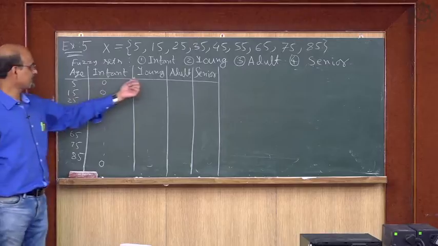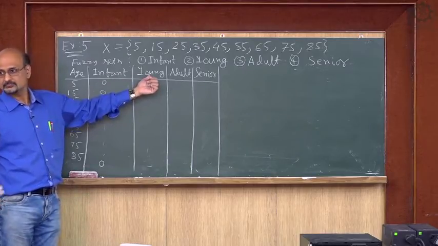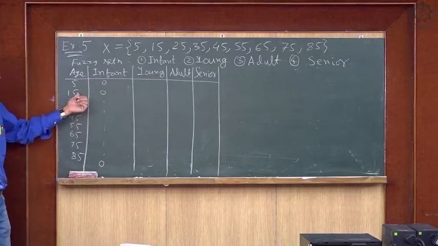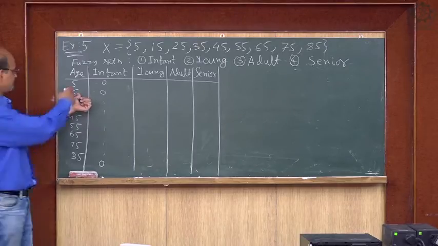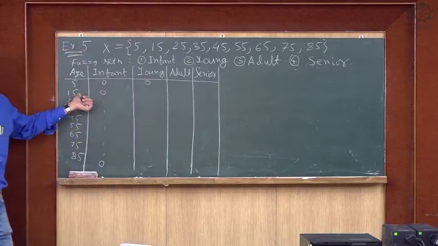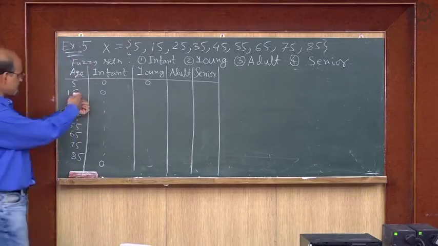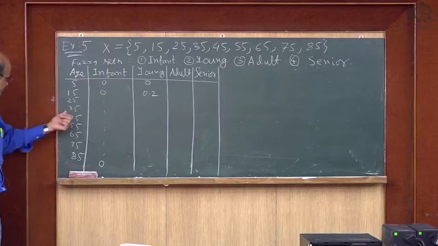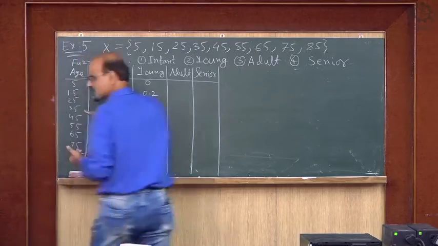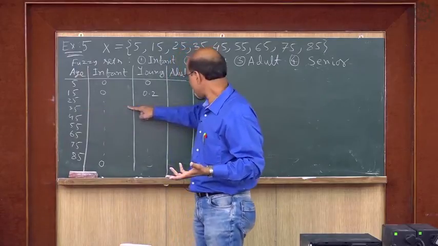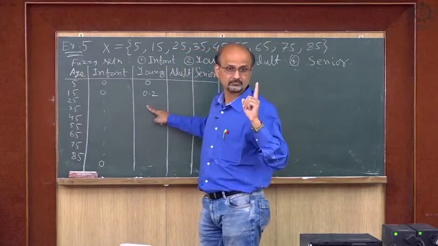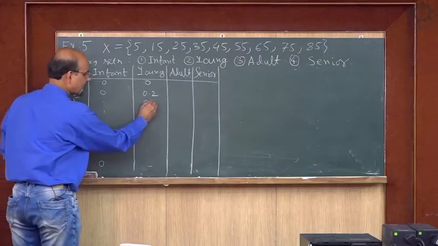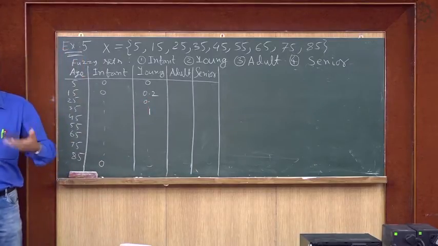Come to the next fuzzy set, young. It depends on where you start. Suppose I start from 15, then 5 should be 0, and at 15 I can put 0.2. The youngest will be maybe 35, which you may consider the young man, so let us put 1 first. Now 25 I can have 0.8, because 25 is also very young. You can put 0.9 also, no problem.